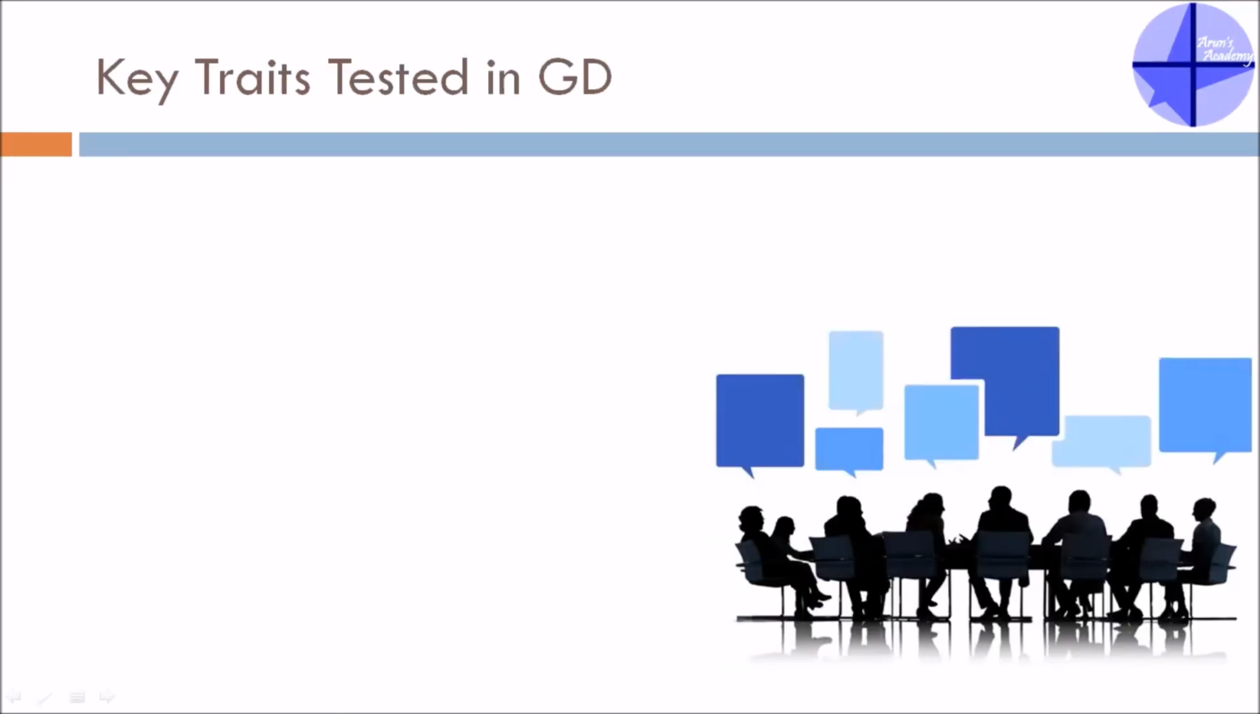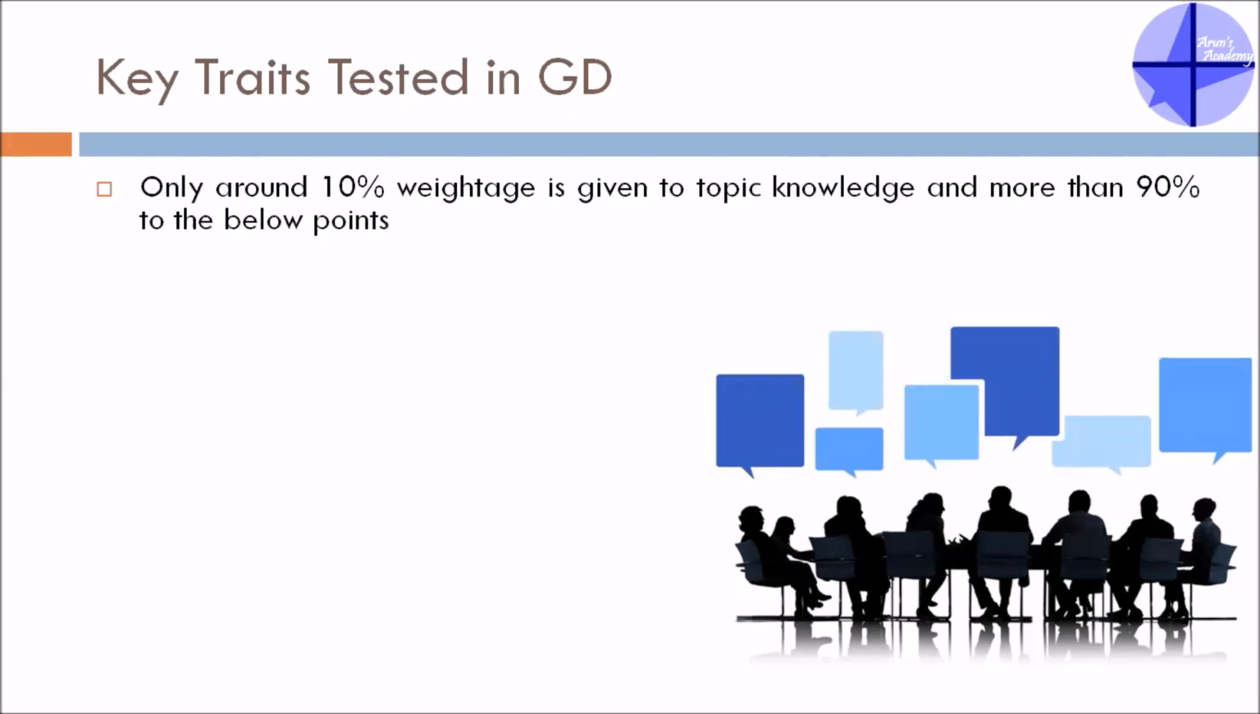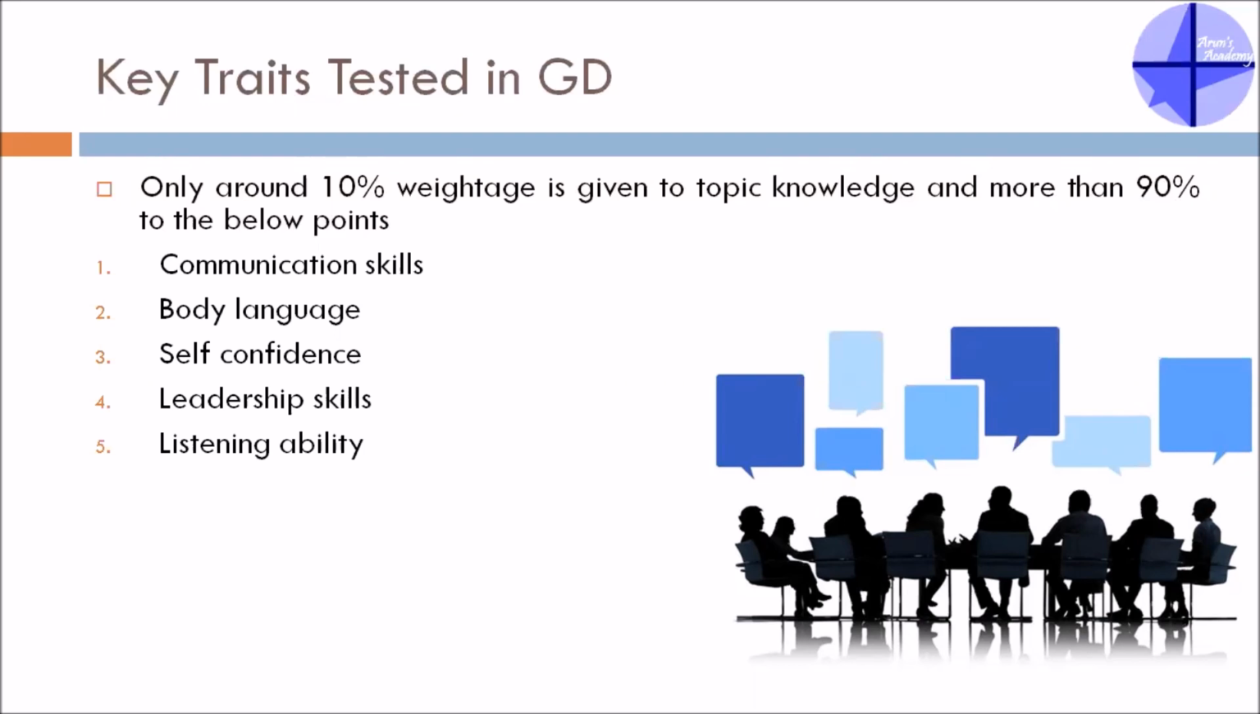We normally hear from candidates that they were not able to perform well as they were not well aware of the topic. Please remember that only around 10% weightage is given to knowledge of the topic. The remaining more than 90% of weightage is actually given to other traits like communication skills, body language, self confidence, leadership skills, listening ability, teamwork, time management, creative thinking, and problem solving.